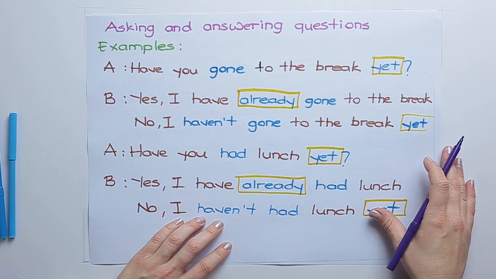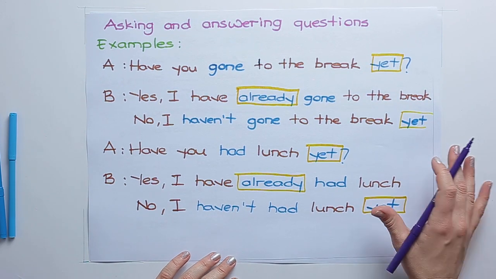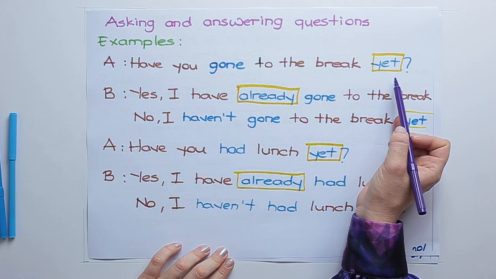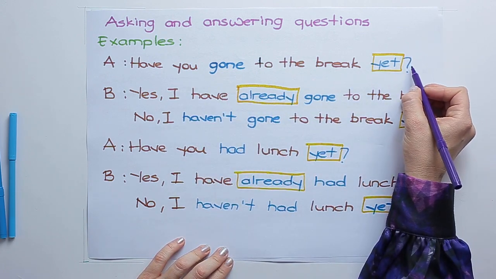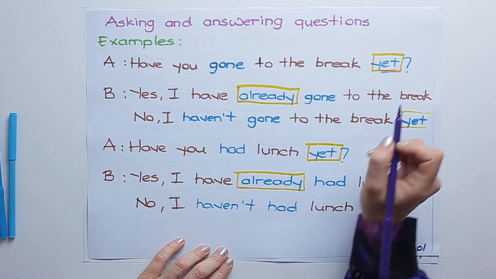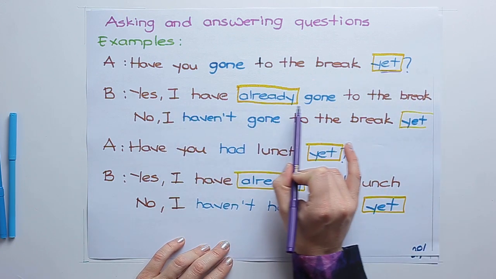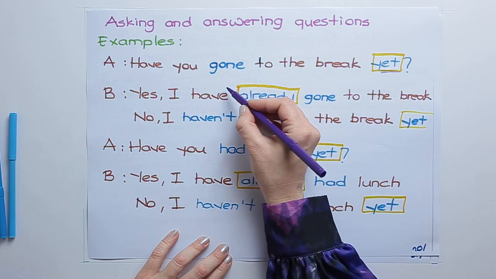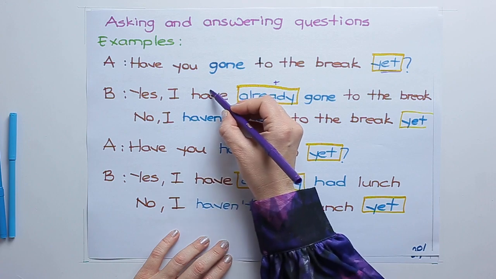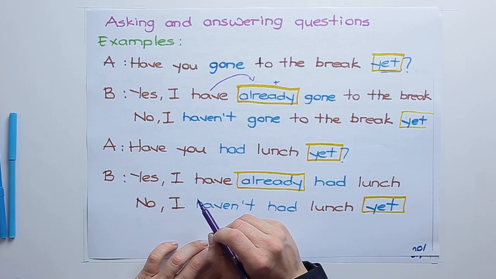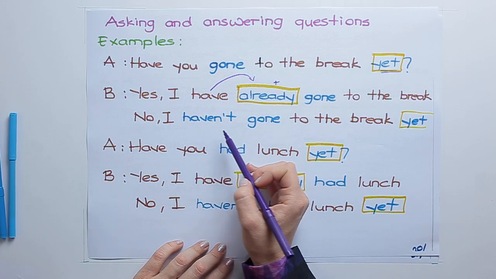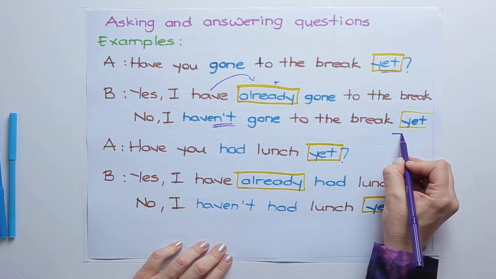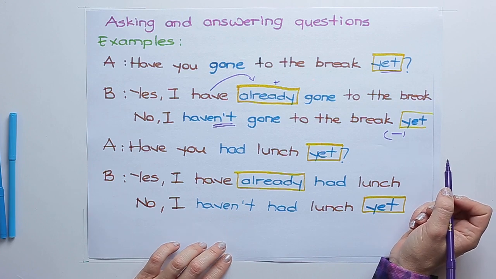Now, while asking and answering the questions, let's take a look at these examples. Have you gone to the break yet? Here you can see in the question form, we use yet. Yes, I have already gone to the break. In the positive sentences, we use already and we use it after the helping verb. No, I haven't gone to the break yet. Again, it's a negative sentence and I'm using yet at the end.